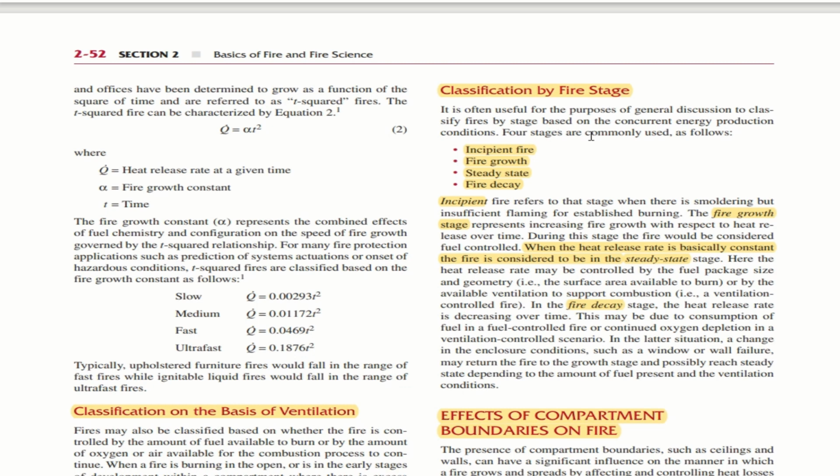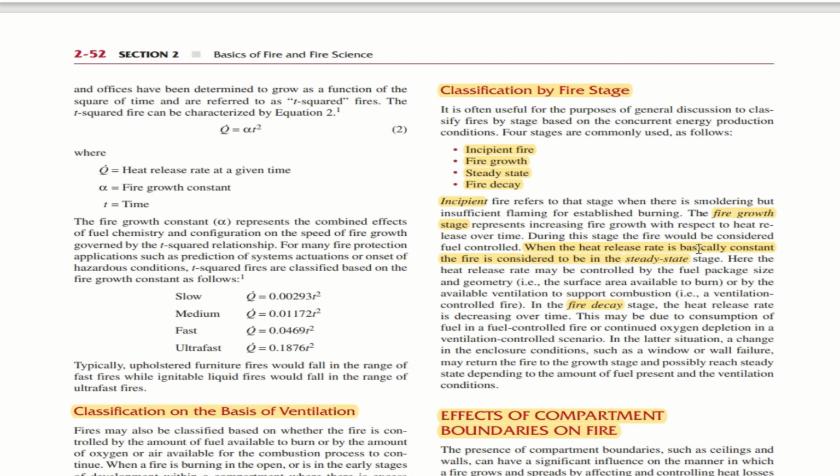Four stages are commonly used as follows: incipient fire, fire growth, steady state, fire decay. All the definitions are here. Incipient fire refers to that stage when there is smoldering but insufficient flaming for established burning. The fire growth stage represents increasing fire growth with respect to heat release over time. During this stage, the fire would be considered fuel controlled.